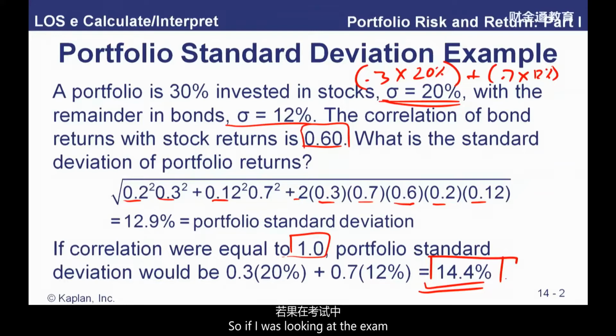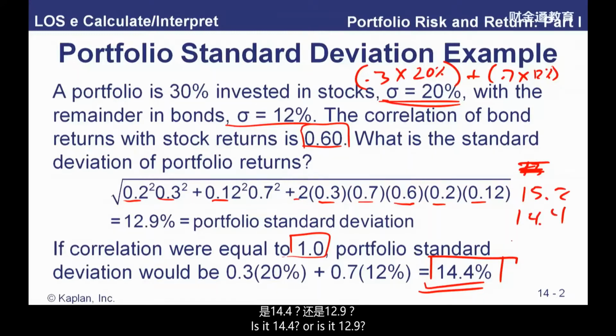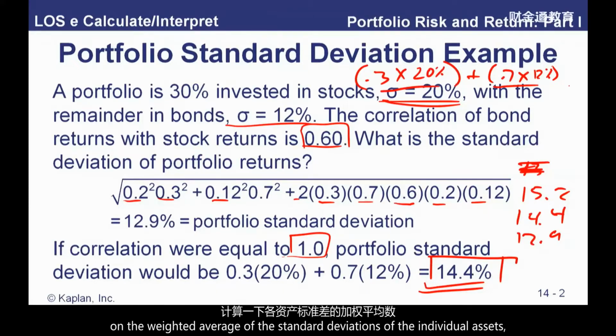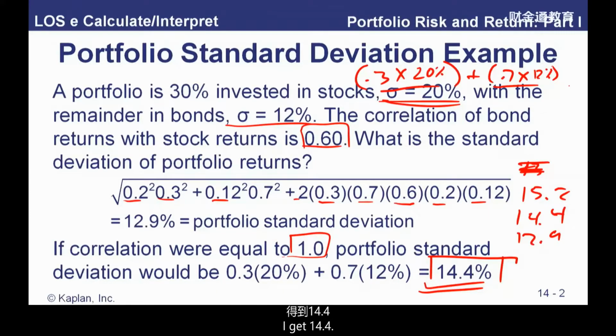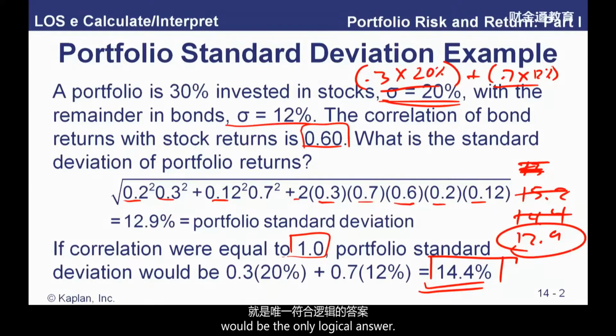So if I was looking at the exam and it asked, what's the standard deviation of this portfolio? And it said, well, is it 15? That's not good. Is it 15.2? Is it 14.4? Or is it 12.9? Well, let's see. If I just in my head did a real quick calculation on the weighted average of the standard deviations of the individual assets, I'd get 14.4. So I would know that couldn't be it. I would know that it couldn't be higher than that. It's got to be lower than that. So again, 12.9 would be the only logical answer.